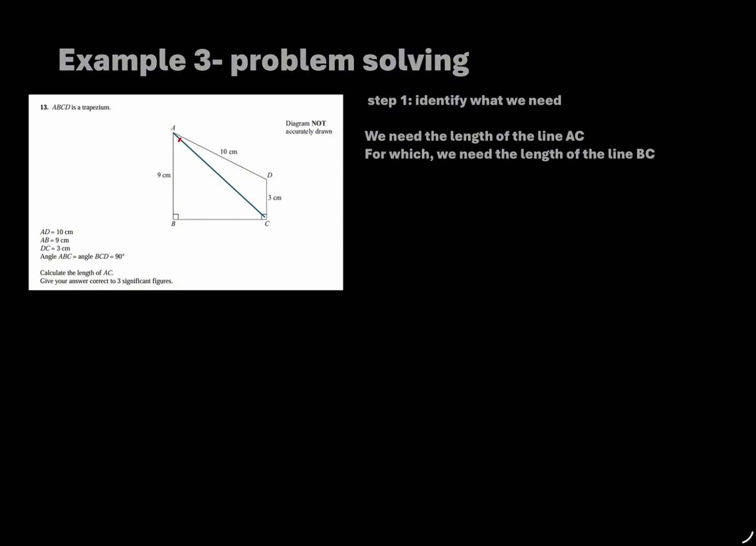But that is going to be the same as this line here, which I'm going to call DE. I'm going to call that E on the side. That length must be exactly the same. So that forms a new right angled triangle with AE, ED, and AD.